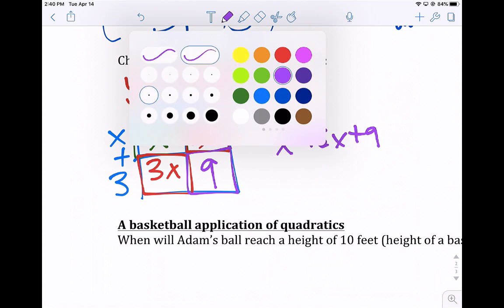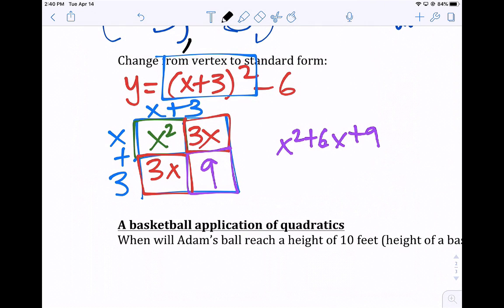The next step is if there was a number, an a value, in front of the parentheses, we would distribute it to these three terms, but here the number is 1, so we'll leave it x squared plus 6x plus 9. And then the last step, we'll do that minus 6 at the end right here and combine like terms.